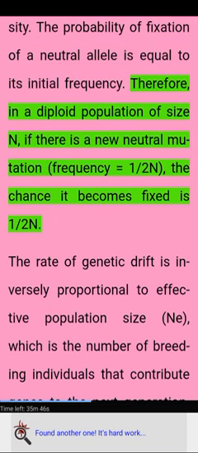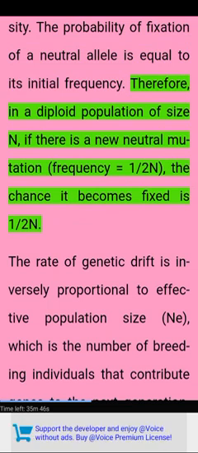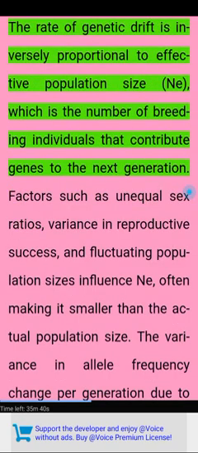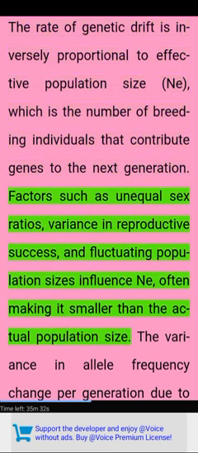Therefore, in a diploid population of size N, if there is a new neutral mutation, frequency equals 1/2N, the chance it becomes fixed is 1/2N. The rate of genetic drift is inversely proportional to effective population size, Ne, which is the number of breeding individuals that contribute genes to the next generation. Factors such as unequal sex ratios, variance in reproductive success, and fluctuating population sizes influence Ne, often making it smaller than the actual population size.